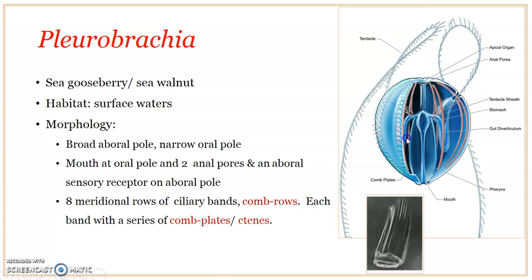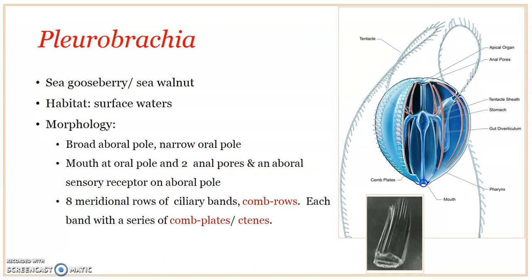Now, regarding the sea gooseberry, we can see that here is where the two anal pores are, one on this side and one on this side, and this is hence referred to as the aboral pole. It is a broad aboral pole over here, and it narrows down on this side, where you can find in the center a mouth. This is the oral pole, and in the center of the oral pole you can find the mouth.